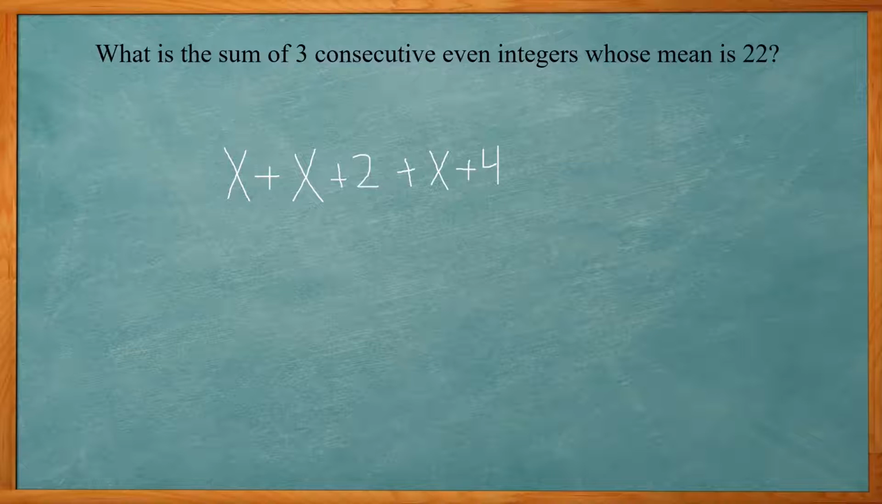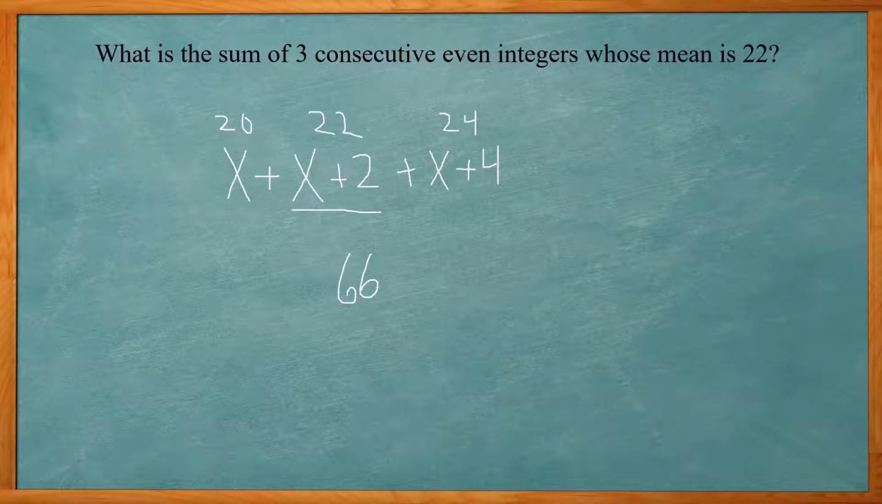The mean would be the middle one. Okay, because if I add these 3 together and divide by 3, I'm going to get the middle term. So the middle term is really 22. The one before has to be 2 less, so 20. And the third one will have to be 2 more than 22 to give you 24. And if you add those together, you get 66.